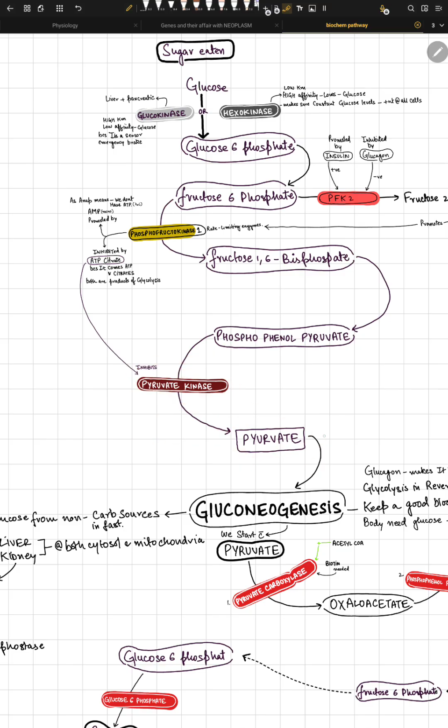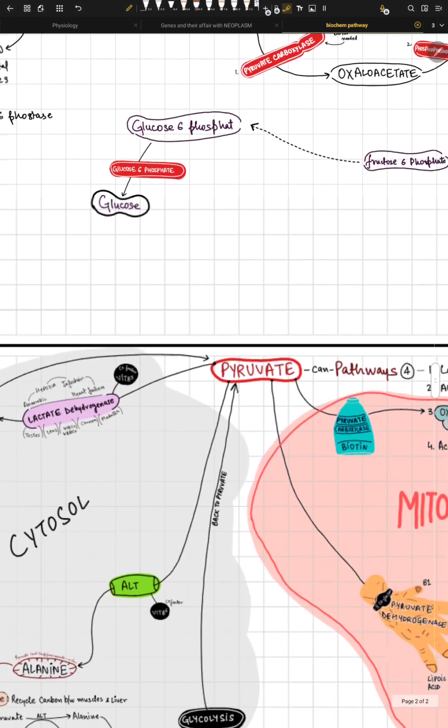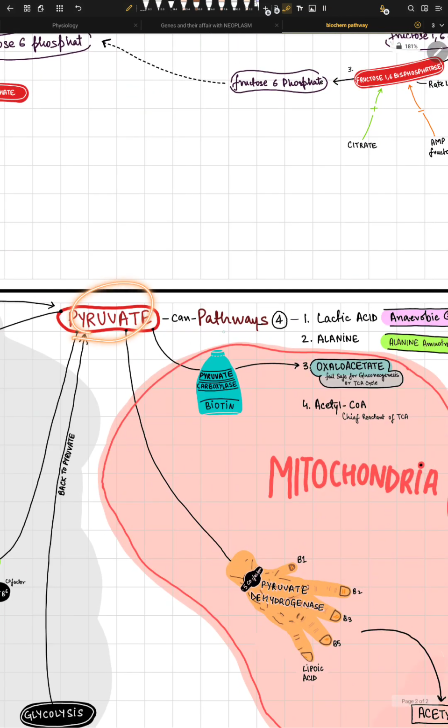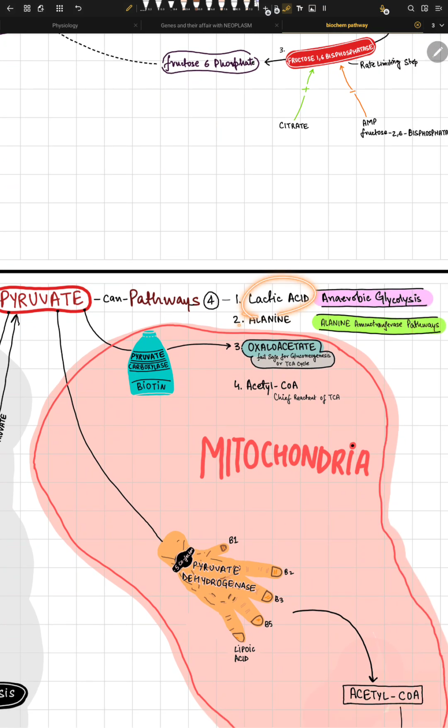Later, pyruvate can be used in four different pathways. Let's try to understand all of these. Pyruvate can be used in four different pathways: lactic acid, alanine, oxaloacetate, and acetyl CoA. So those are the four pathways. Now, depending upon the energy demand, depending upon the type of tissue, depending upon the availability of oxygen, we can convert pyruvate into these four things.